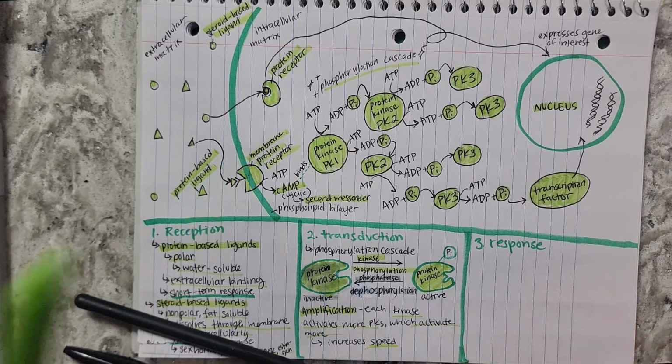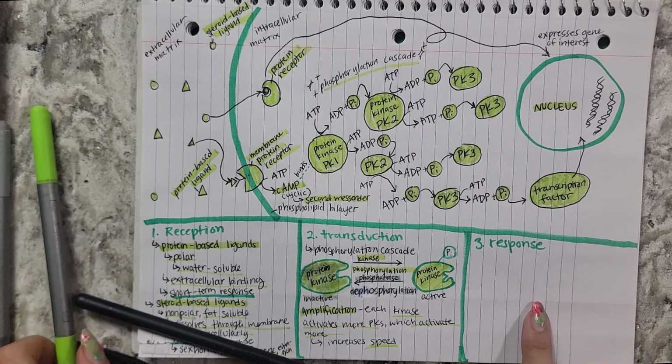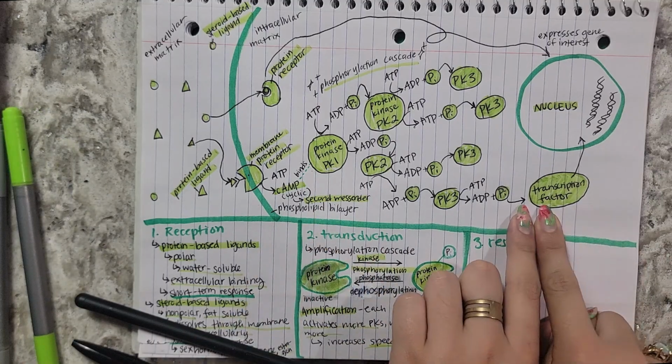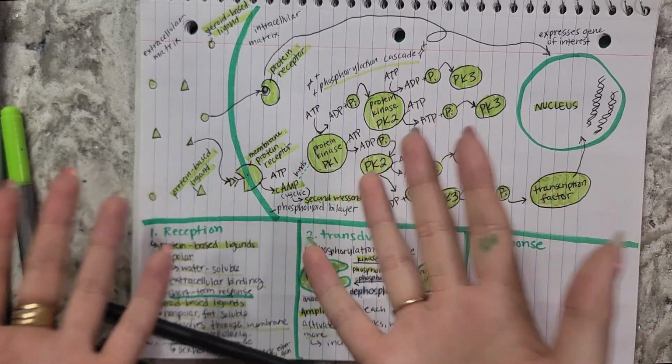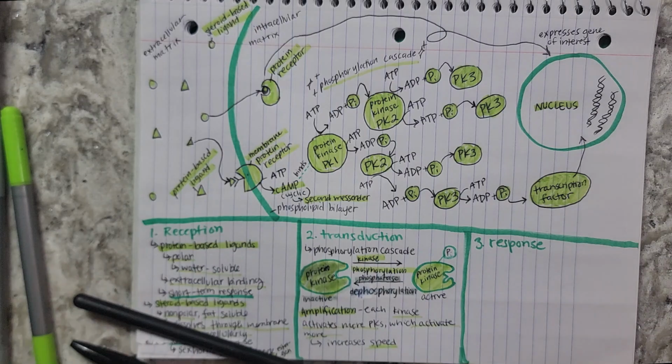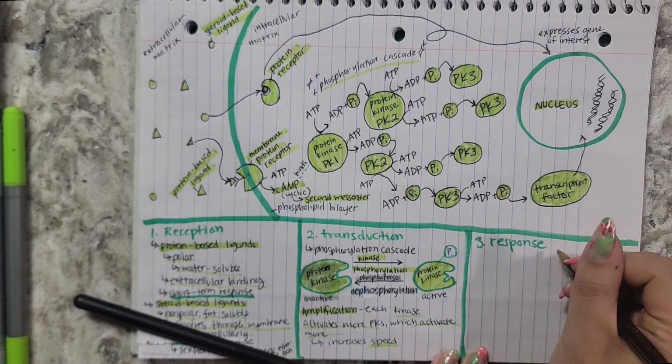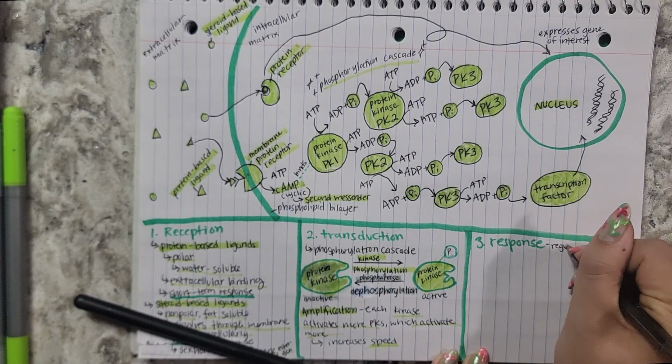All right, final step: response. So what are we doing here? The transcription factor goes to the nucleus and we get a response, right? That's the whole point of transmitting the signal. Some sort of thing is happening. So this happens to regulate cell activity.